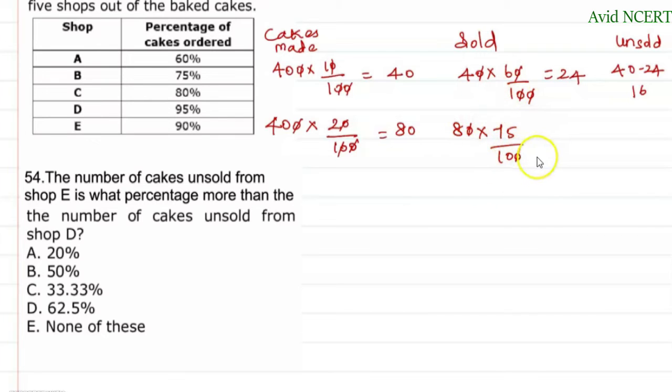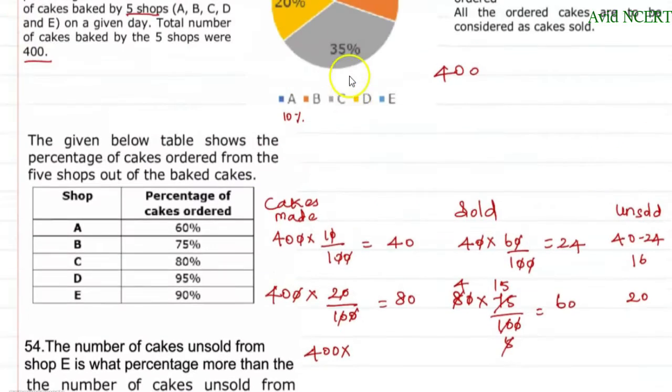You can simplify this by any method, whichever is easy for you. 2 fours are 8, 2 fives are 10, and 5 15s are 75, which equals 15 times 4, which is 60. So the cakes sold here are 60, which means the unsold cakes are 80 minus 60, which equals 20.